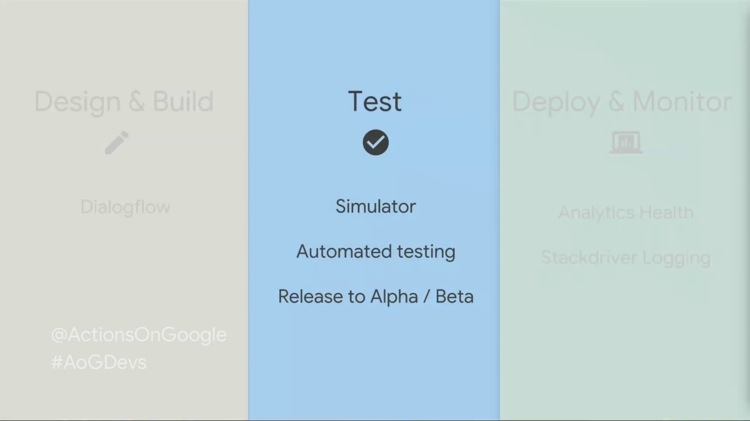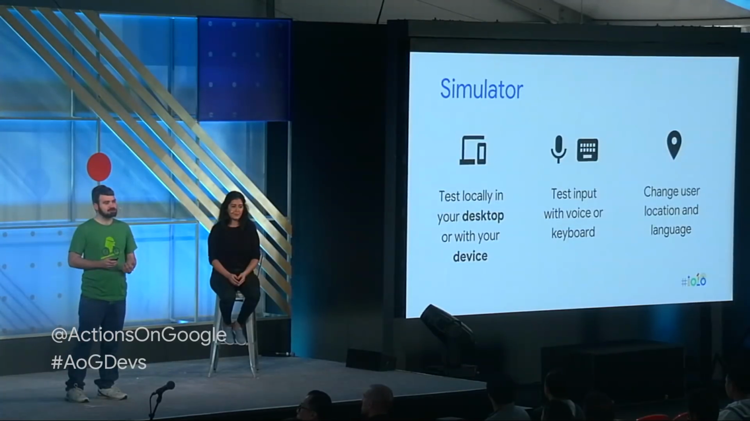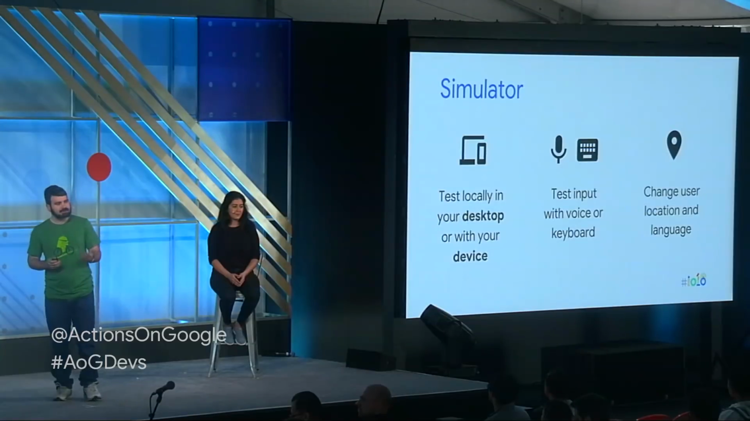Thank you. So now that you've built your action, how do you start testing it? Well, the first step is to use the Actions on Google simulator. And this works on your laptop or on your desktop. And you can also test on your device if you have a Home or a phone. You can enter text or you can just talk to it, and you'll get the response that you expect. And you can do extra things like changing the user's language and their location. How does this work? Let's go to the demo.